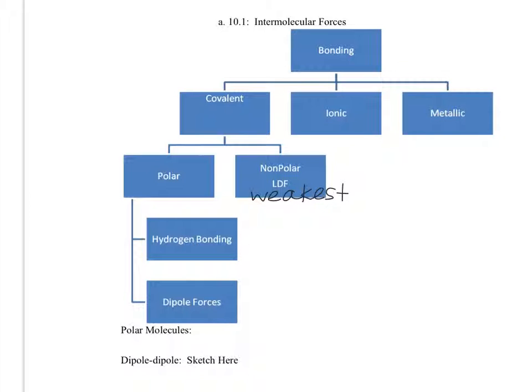And then we have hydrogen bonding, and this is when hydrogen bonds with NOF, nitrogen, oxygen, or fluorine, which we're going to actually talk about in a minute. And then we have dipole forces, which is basically everything else that is polar that is not hydrogen bonding. So when we talk about strength, we want to talk about strongest to weakest. So hydrogen would be the strongest out of these three, and then dipole, and then nonpolar would be the weakest.